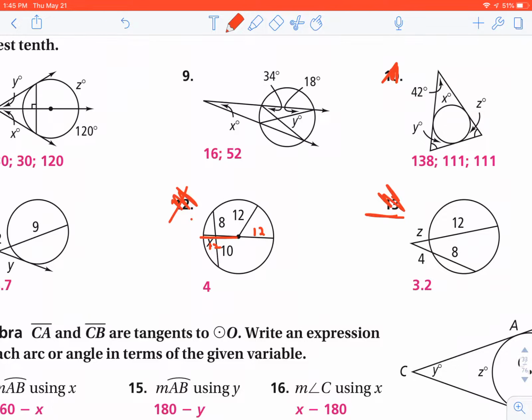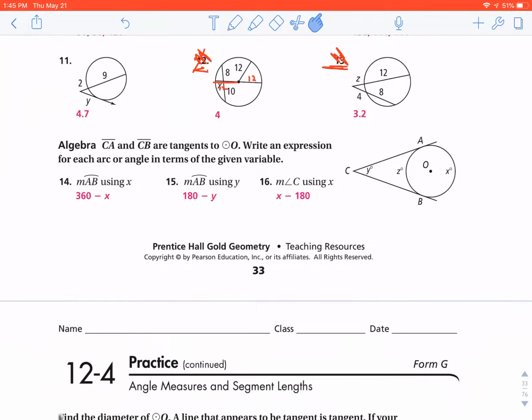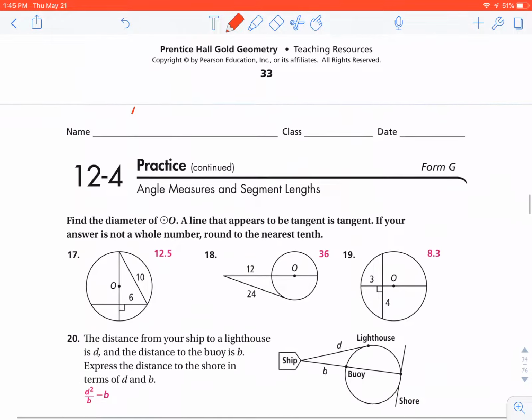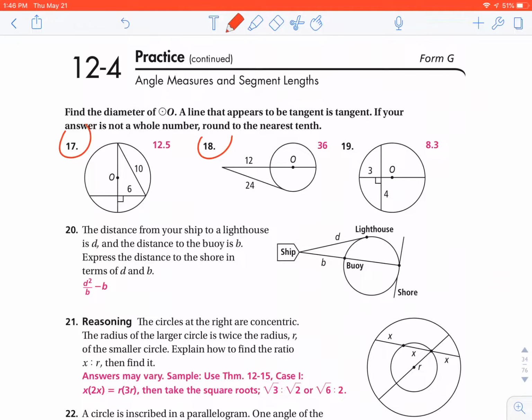12 and 13 both require, 12 requires you to factor, 13 requires you to use the quadratic formula, which you don't even learn that until Algebra 2. And then if 14, 15, and 16 are even on your homework, I don't want you doing those either. And then everything else, 17, 18, and 19 should all be fair game.